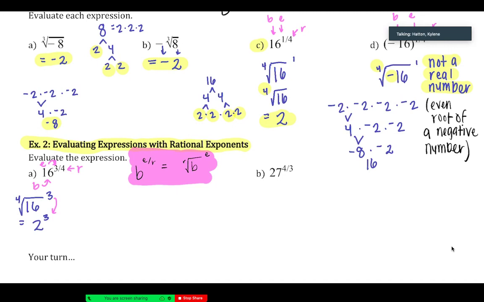Just to recap, when we take the fourth root of 16, we get 2, but then we still have to raise that 2 to the third power because of that 3 exponent over the radical. The 2 to the third power just means 2 times 2 times 2. So 2 times 2 is 4, and then times the third 2 is 8. So that means that 16 to the 3/4 power is equal to 8.